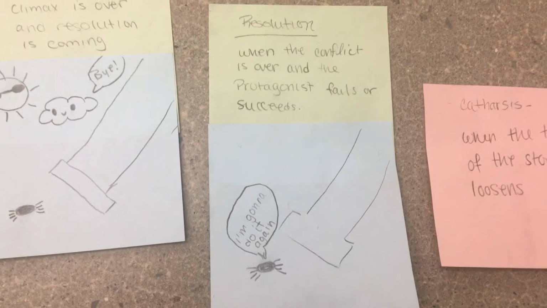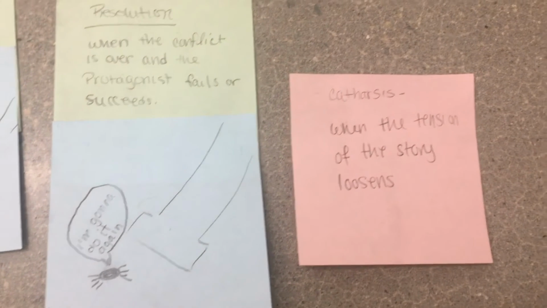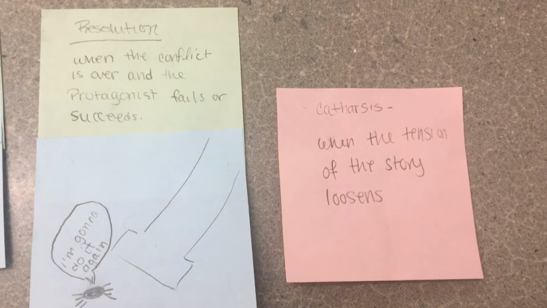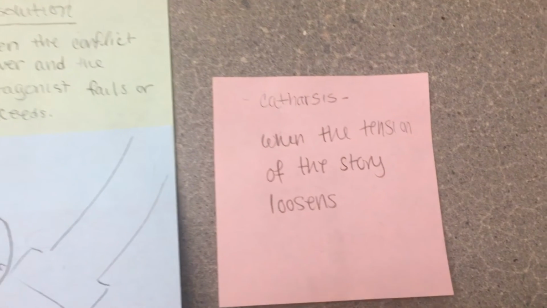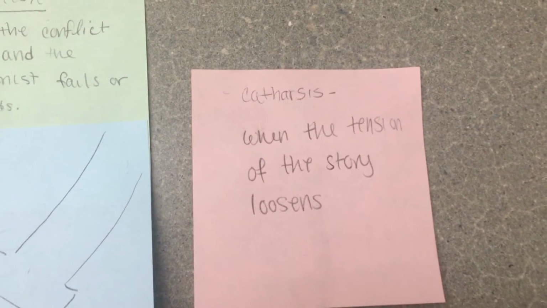The resolution, or denouement, is when the conflict is over and the protagonist either fails or succeeds. It creates catharsis, which is when the tension of the story finally loosens. The resolution can be found when the spider decides to climb the spout again.